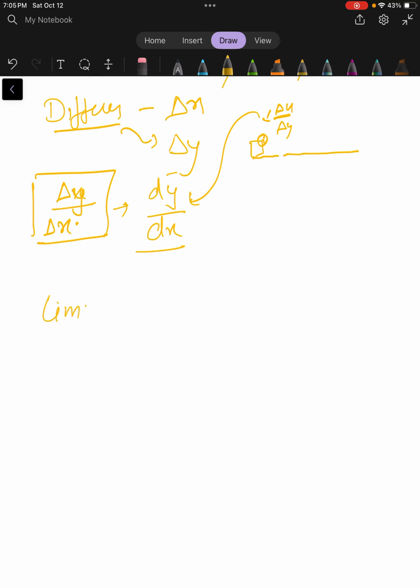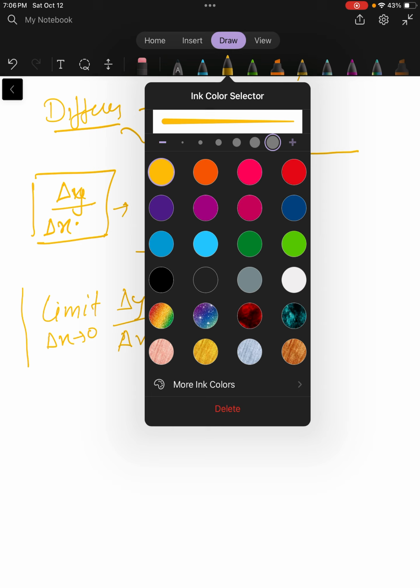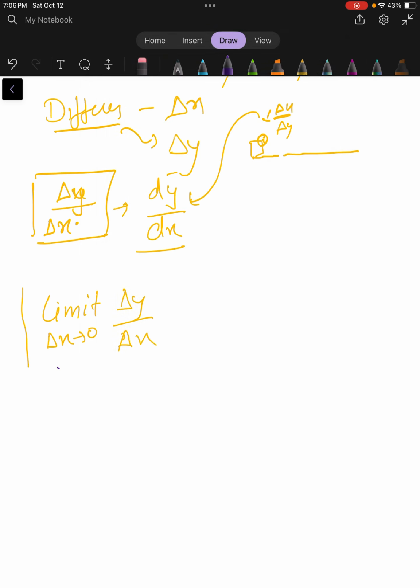So we will write here limit of delta y upon delta x, where delta x is not equal to 0, it's near to 0. How will we write it? What we try to represent over here is this equation, whatever equation we are going to write. Understand this equation, this is equal to limit.